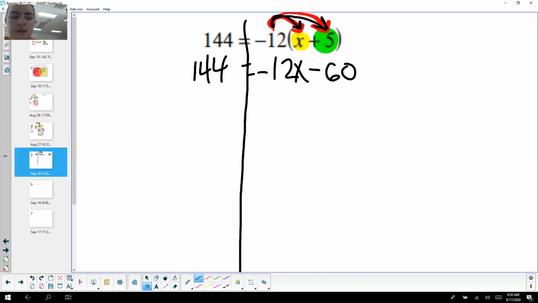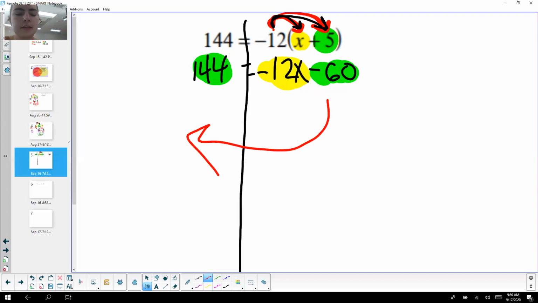All right, now I'm going to go ahead and highlight, because I like to highlight. So again, we've got our variable term is negative 12x, and our constant terms are negative 60 and 144. So my goal is to get x all by itself, but before I can even deal with negative 12x, I have to move negative 60 to the left side. Why do I have to move it? So I can isolate negative 12x so I can get x by itself eventually.